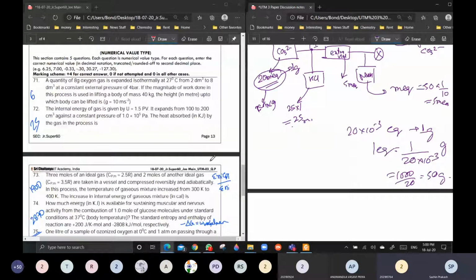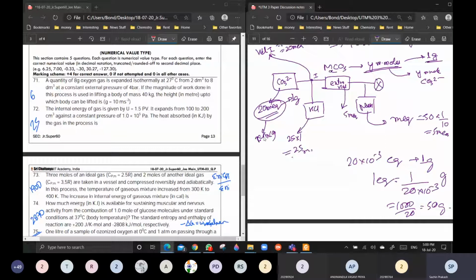Sir, once again, could you explain from 20 MEQs of CO3 2 minus? See, 20 MEQs of CO3 2 minus will be 20 MEQs of MxCO3 because all of the carbonate ion is coming from the metal carbonate itself. Okay, and that is weighing 1 gram. So you can find the equivalent weight of metal carbonate. Getting my point? Yes, sir.